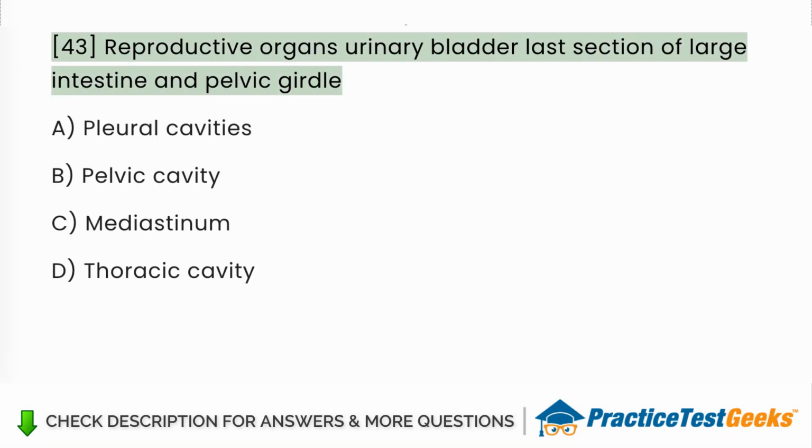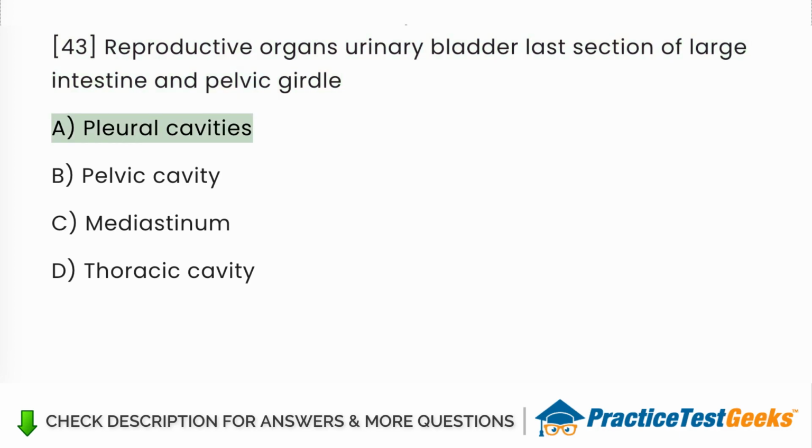Reproductive organs, urinary bladder, last section of large intestine and pelvic girdle. A. Pleural cavities. B. Pelvic cavity. C. Mediastinum. D. Thoracic cavity.